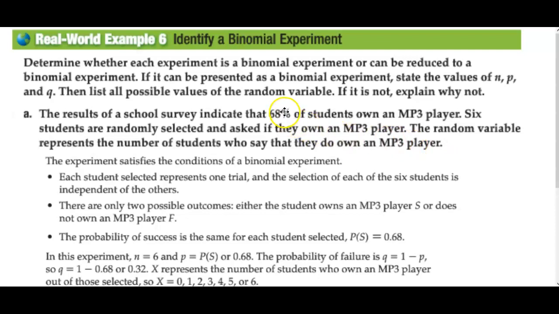This is a success or fail question because they're either going to say yes I do or no I don't. And we have the probability as 68%. So the probability that they do is 68%. The probability they don't would be 1 minus that, or 32%, etc.